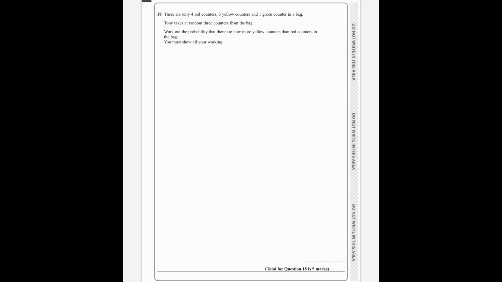Okay, question 18. For there to be more yellow counters than red counters, there's two ways of doing that. You can either pick 3 reds or you can pick 2 reds and a green. For the 3 reds, well, 4/8 chance of picking the first, 3/7 the second, 2/6 the third. Multiply those together, we get 1/14.